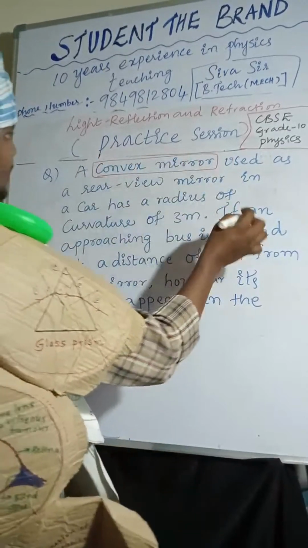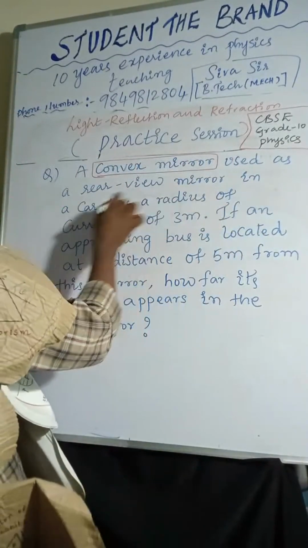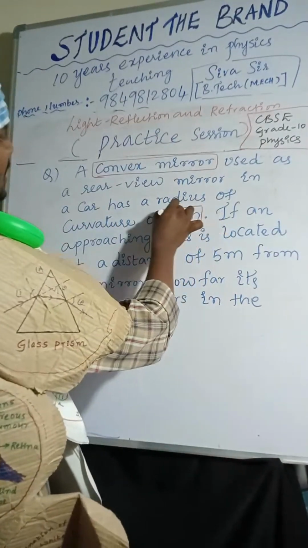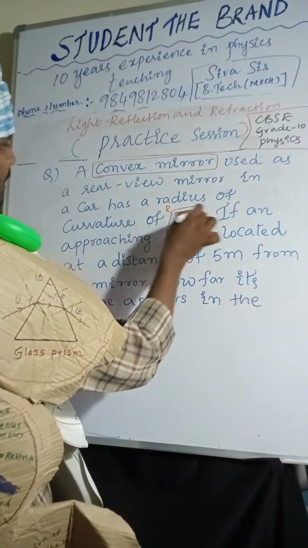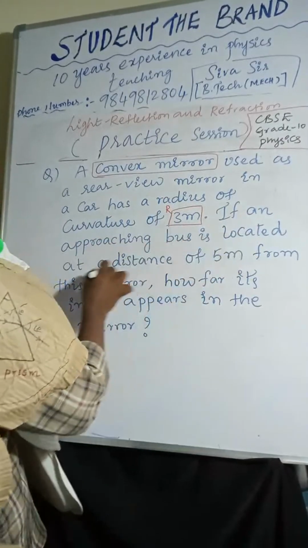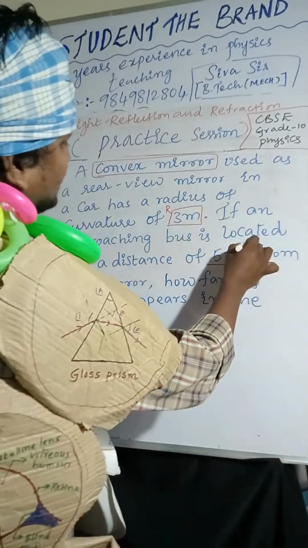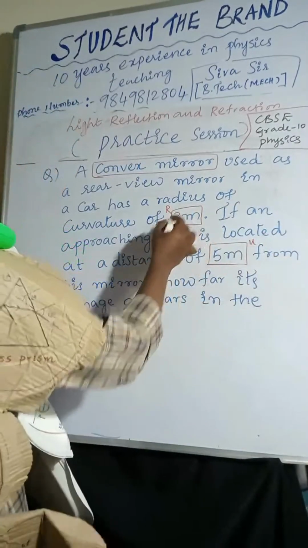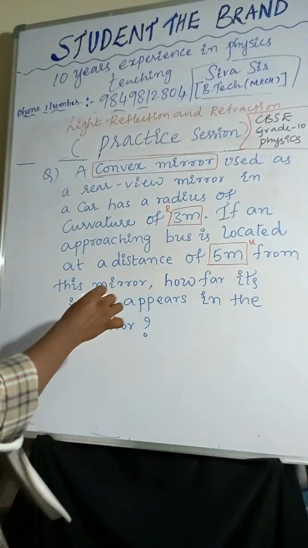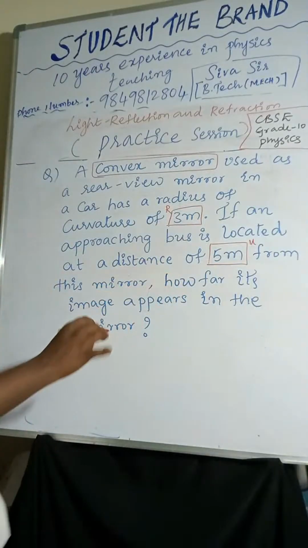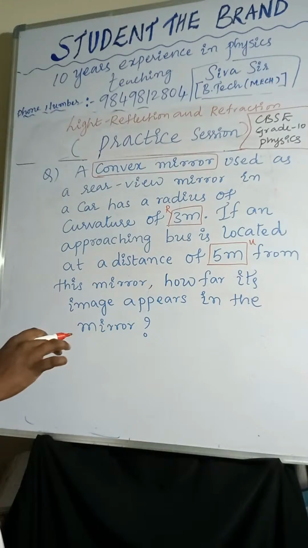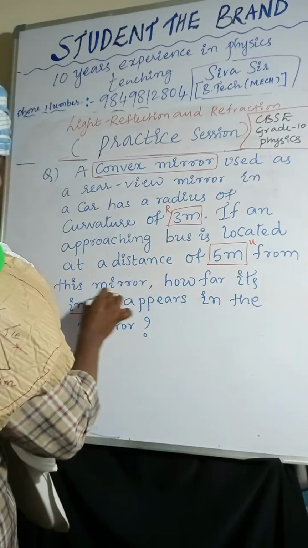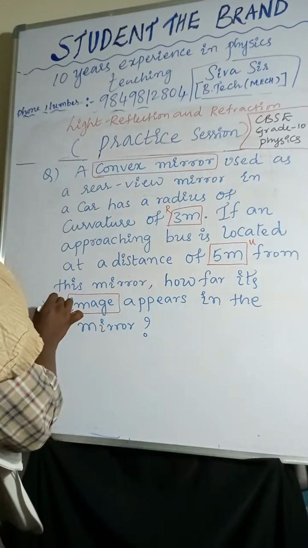First point: a convex mirror is used as a rear-view mirror in a car, with radius of curvature R given. If an approaching bus is located at some distance, that is nothing but the object distance. This is the radius of curvature of the mirror. How far does its image appear in the mirror? The image is what we need to find out.